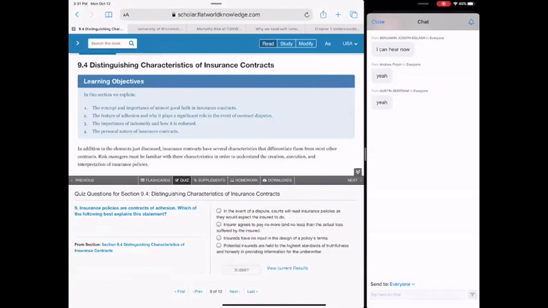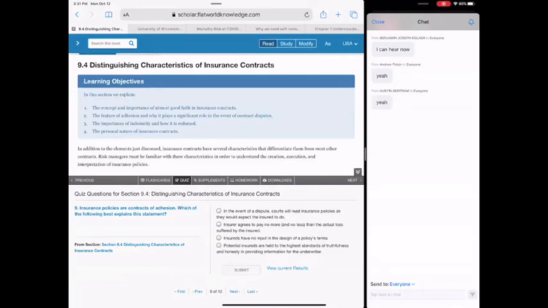Insurance policies are contracts of adhesion. Which of the following best explains this statement? In the event of a dispute, courts will read insurance policies as they would expect the insured to do. No, that's not quite right. Insurer agrees to pay no more and no less than the actual loss suffered by the insured. That's actually describing indemnity.